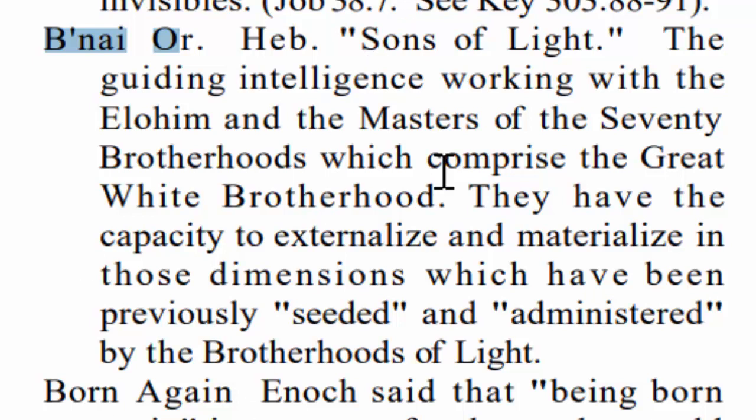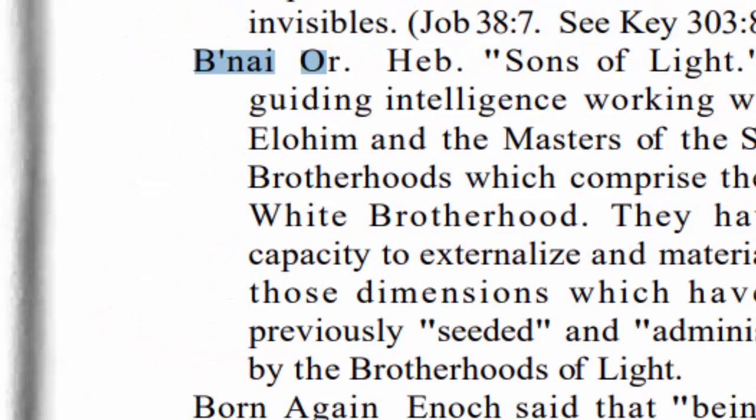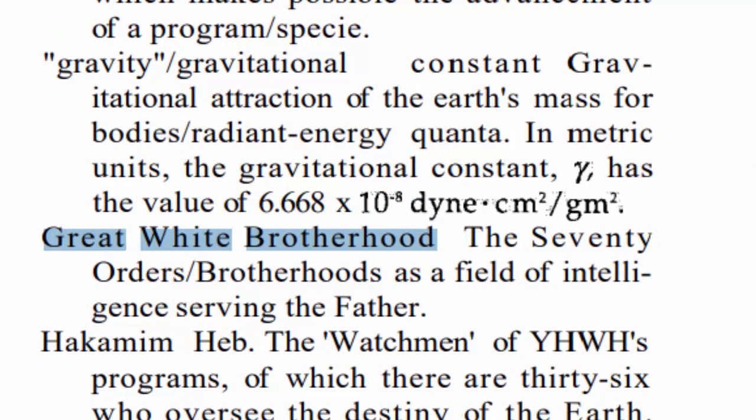Now, we did a class on this Great White Brotherhood. At least, maybe not. I think we did. We had to take some stuff down, but anyway, the Great White Brotherhood is the 70 orders or brotherhoods as a field of intelligence serving the Father. So these are the myriads of angels that we're expecting to show up in these times.